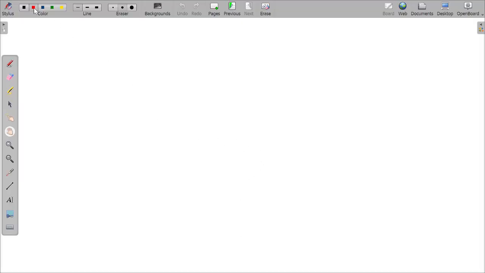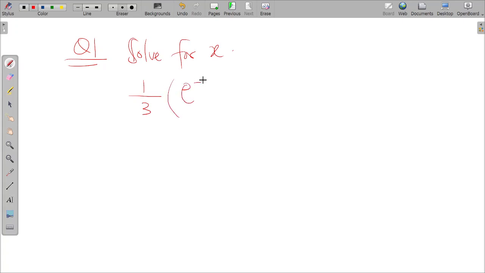All right, we are going to be doing the following questions. Okay, we are going to solve the following question. Question number 1. We want to solve for x, and we have 1 over 3 e to the power of minus x plus 1, plus 4, equals e.